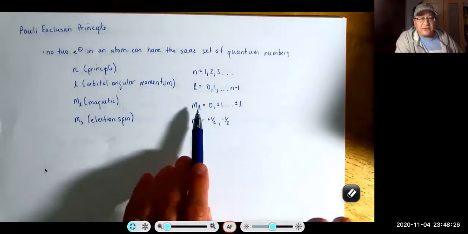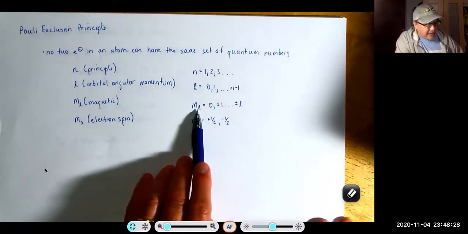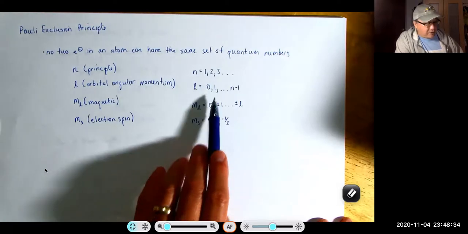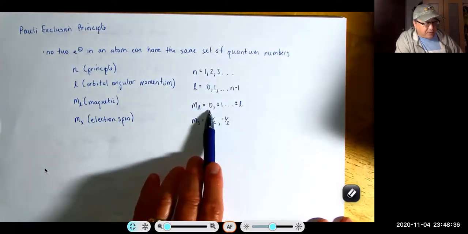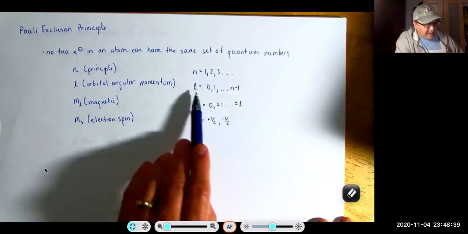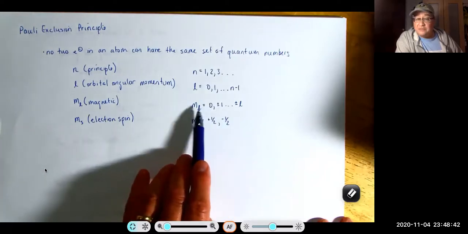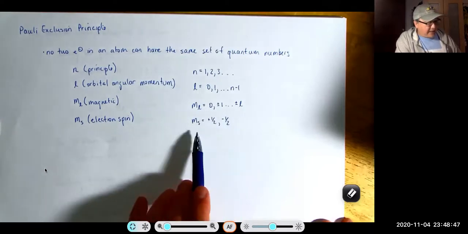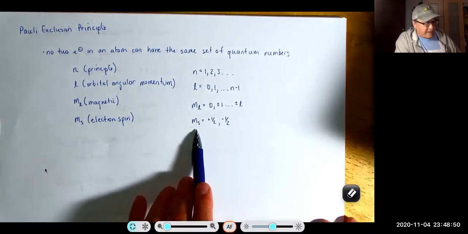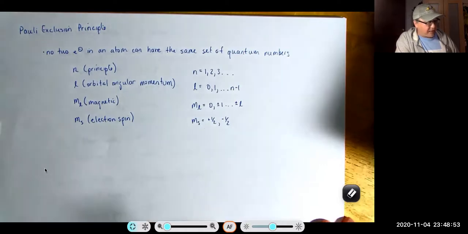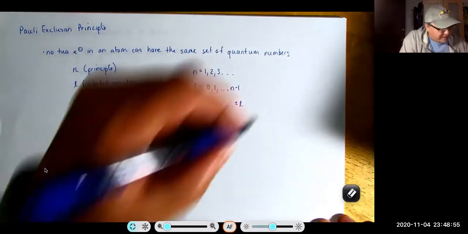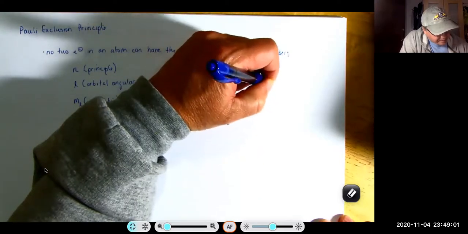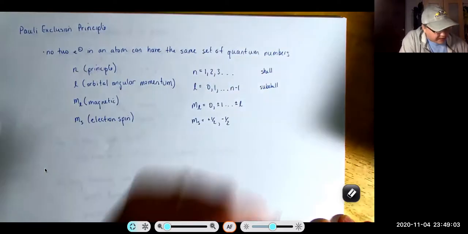And m sub l is also assigned numbers based on l. So if l is 0, m sub l can only be 0. If l is 1, m sub l can be 0 or plus or minus 1. And if l is 2, m sub l can be 0, plus or minus 1, or plus or minus 2. And m sub s is the electron spin, and you either have a plus 1/2 or a minus 1/2. And roughly speaking, n gives you the shell, l gives you the subshell, but l also gives you the orbital type.